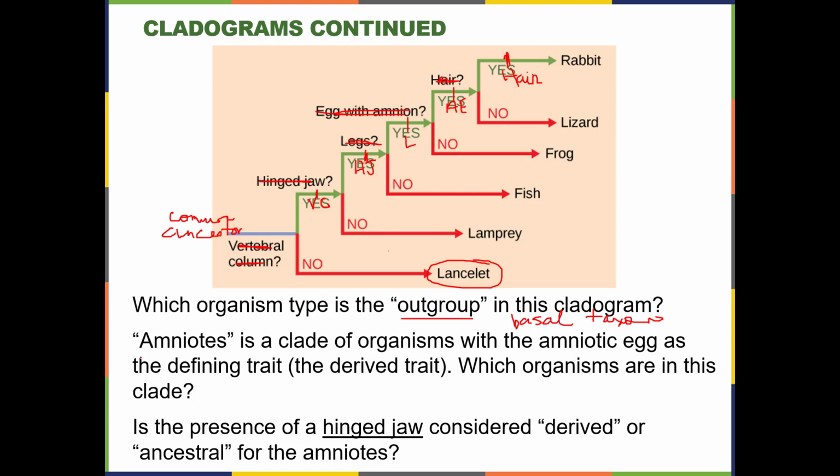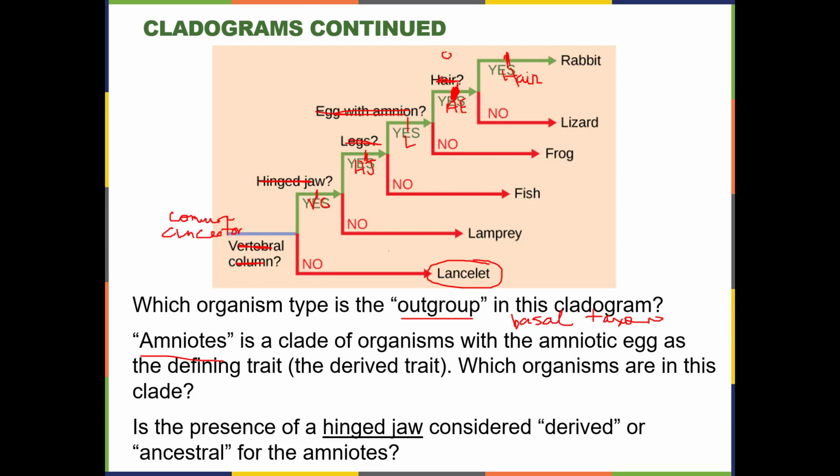All right, so I give you this sentence. Amniotes is a clade of organisms with the amniotic egg as the derived trait. So let's go to where the amniotic egg is, right here. Which organisms are in this clade of amniotes? Any organism that has the amniotic egg is an amniote, so anything that passed through here. So the groups called amniotes would be anything that has the amniotic egg. You look to the right, you see rabbit and lizard. Those would both be in the group called the amniotes.